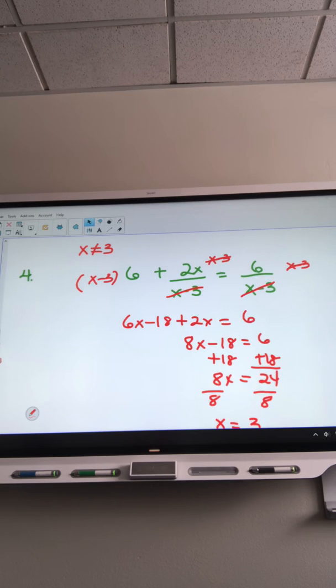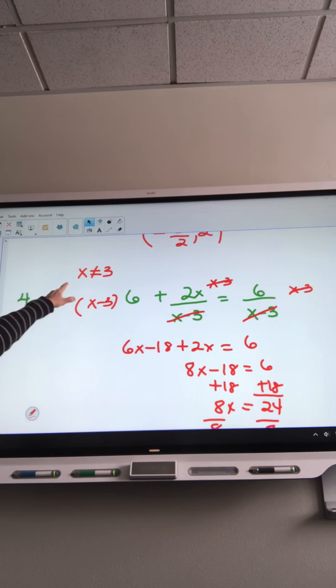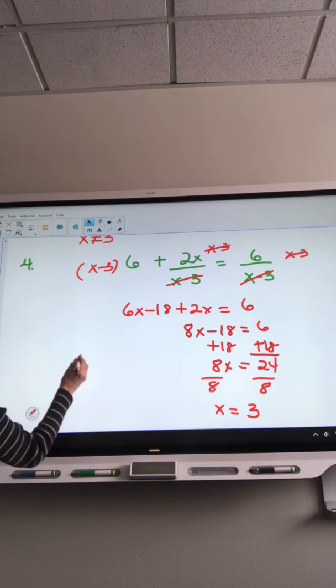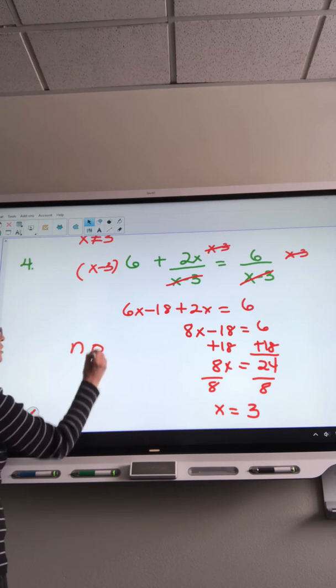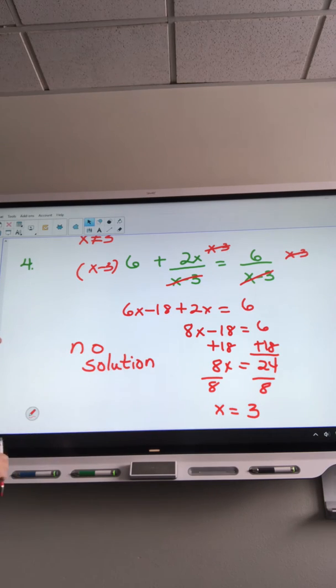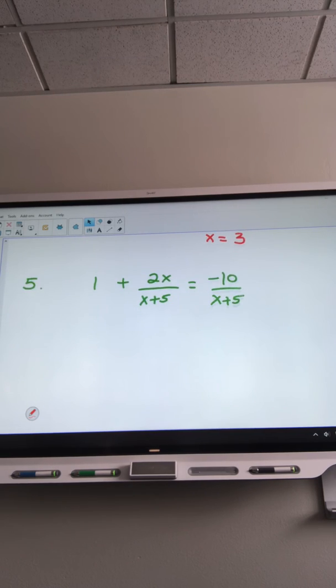I go back and look at our solutions. Oh, rats, x can't equal 3. So for this particular problem, your solution is no solution. Okay, all right. Number 5.